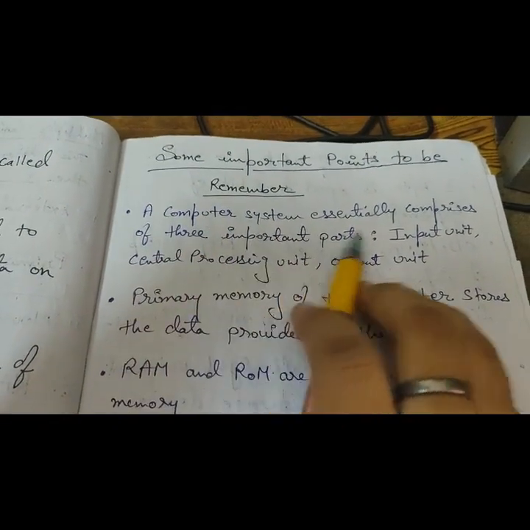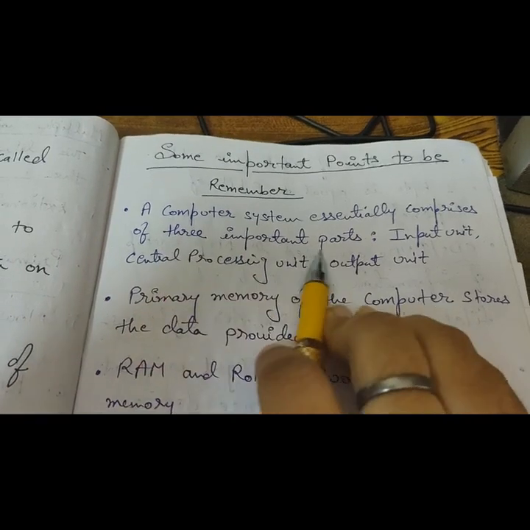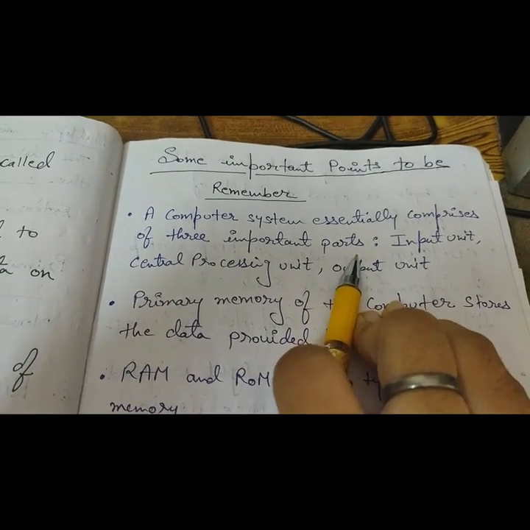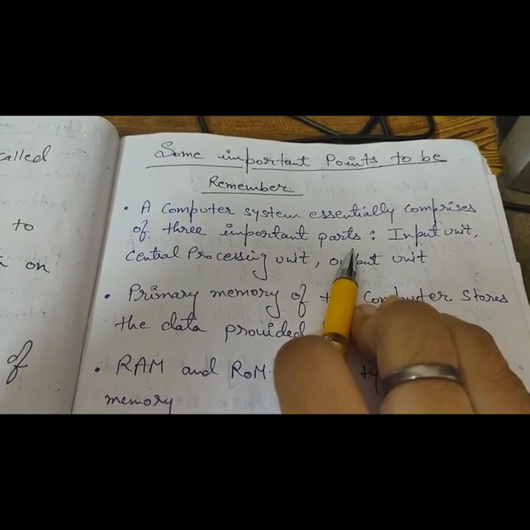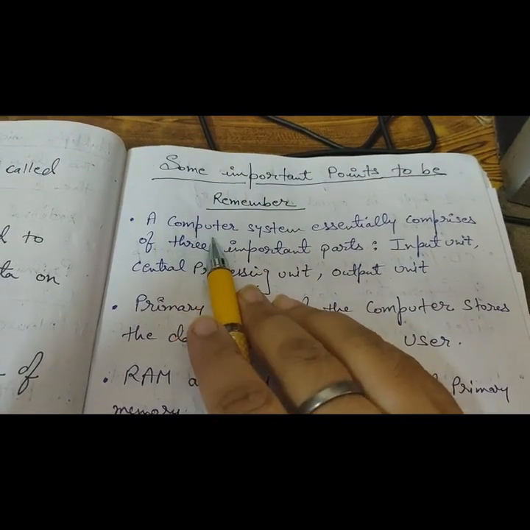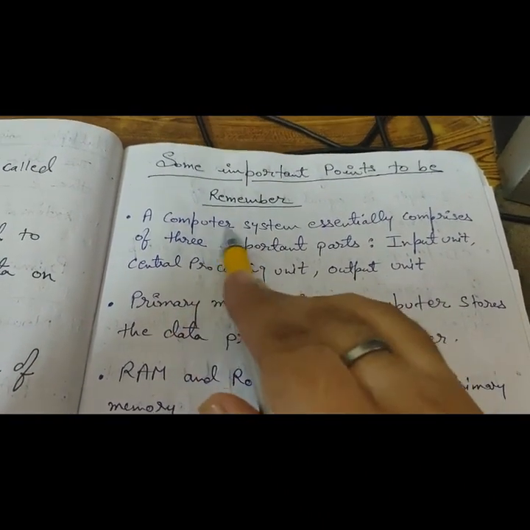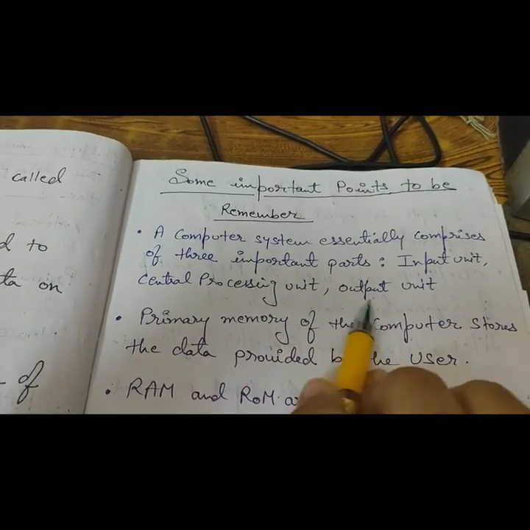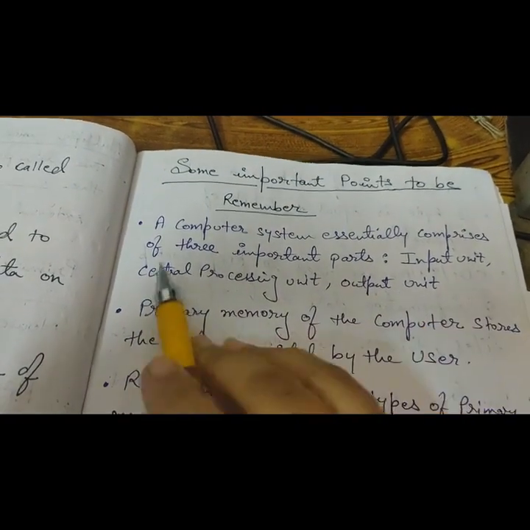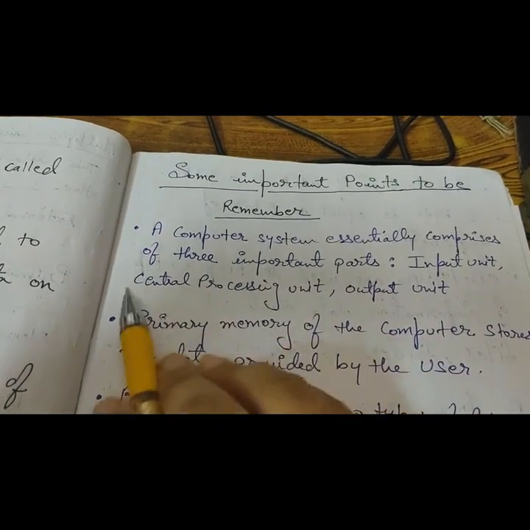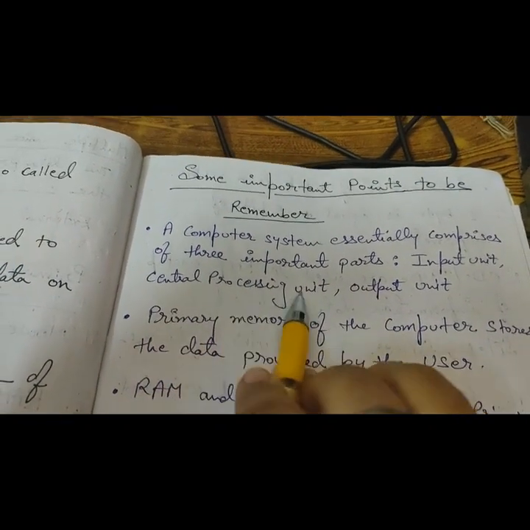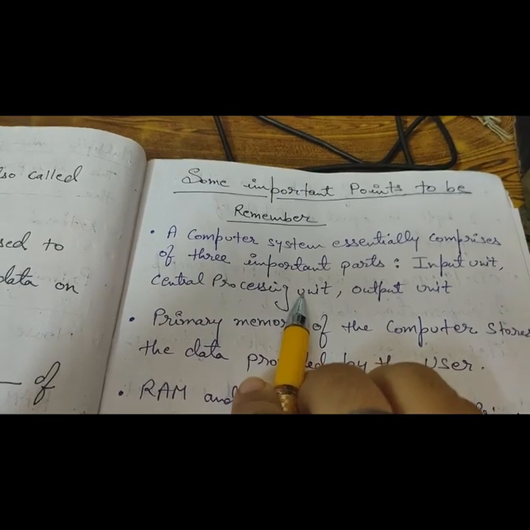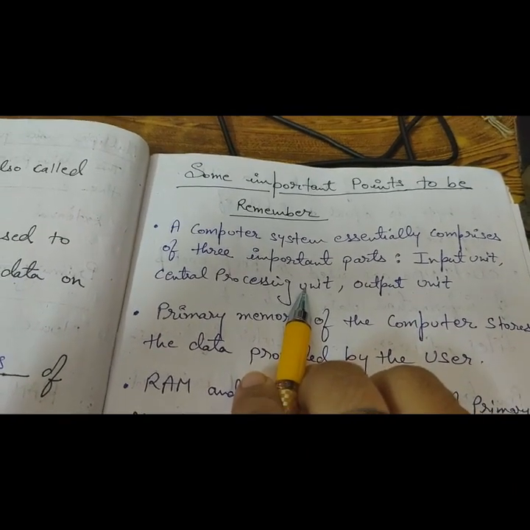A computer system essentially comprises three important parts. As I explained in part 1, when I was starting the chapter, I told you a computer has three important components: input unit, CPU and output unit. And there I explained about the CPU also. It has three components: ALU, MU and CU.